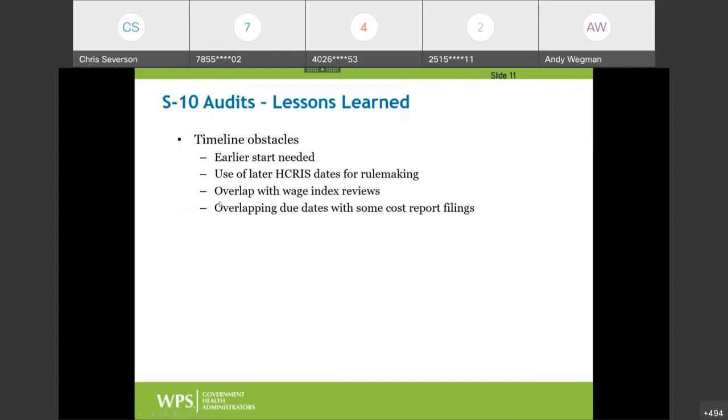Another obstacle for everybody, all parties involved, because these are acute care hospitals, and acute care hospitals also have wage index reviews to worry about, as well as their standard cost report submissions. So there's that overlap. But again, since these S-10s are now taking the entire year, there's obviously no way around that. They're going to overlap something.